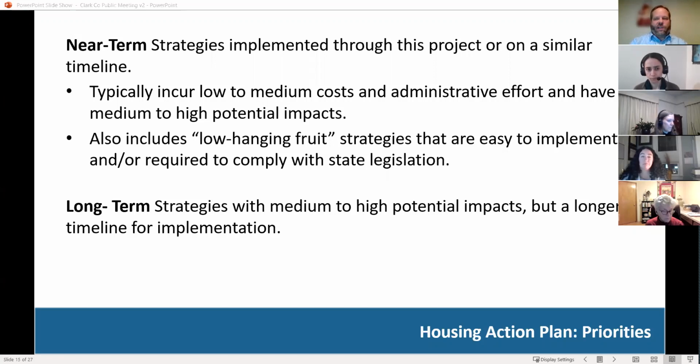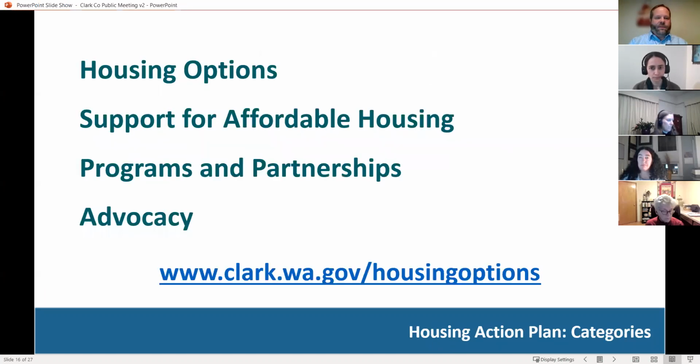So those are our near-term strategies. Long-term strategies are those with a little bit longer timelines that have good potential to help meet our objectives, but oftentimes require further study or fine-tuning of certain strategies that we know are not going to be able to be accomplished through our current project. But we want to make sure that they remain on a list for the county to consider and work on going forward. Tonight, for the most part, we're going to be focusing a little bit more on the near-term strategies, but we will mix in a few of the longer-term strategies as well.